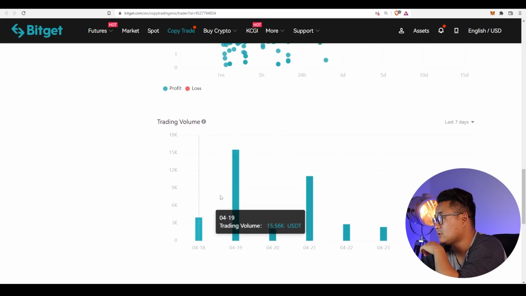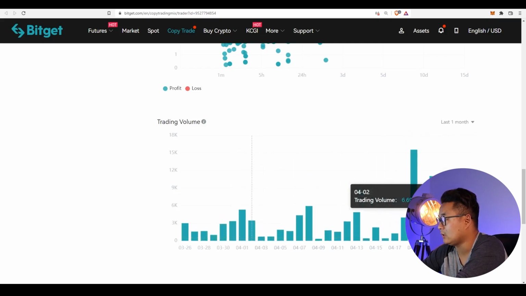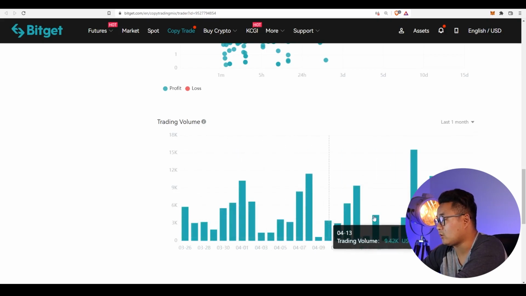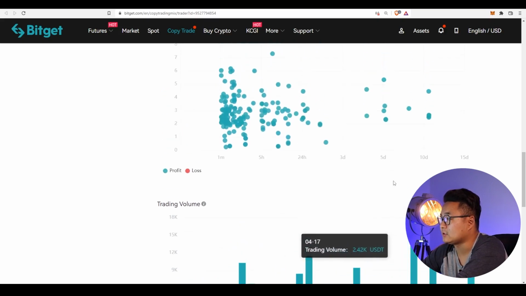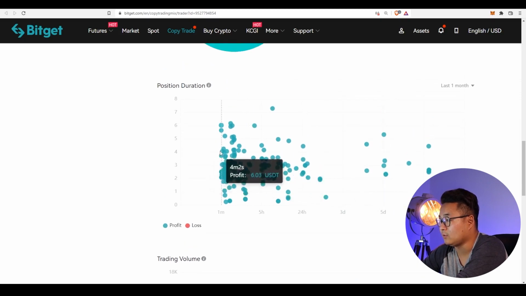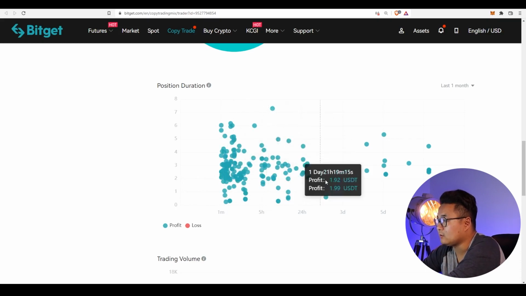Okay, so he's a very consistent trader. He's trading all the time, which is good to see. He's traded even on Sunday. It's always interesting to see whether they trade on Sundays or not. So yeah, they have a very consistent trading volume, which is nice. It looks like on the weekends they trade a little bit less as well, but they are able to see a lot of good wins too. Position duration, okay. 7 minutes, 8 minutes, 4 minutes, okay, 5 hours, profit $6, $8.